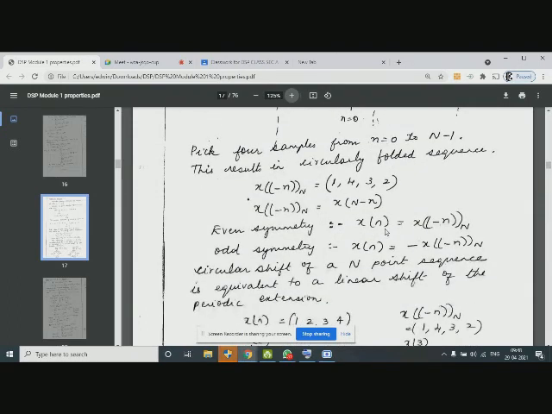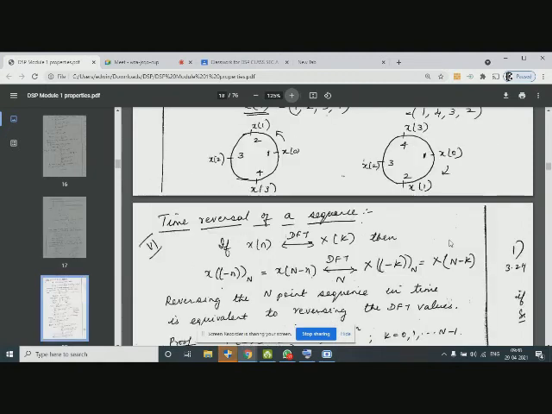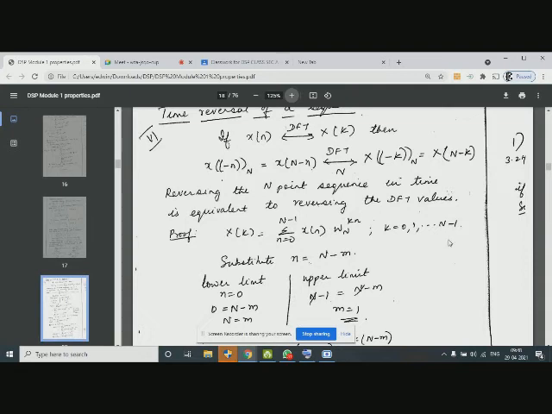Since it's a periodic extension, I can write x of minus n is equal to x of capital N minus n. For even symmetry, it is x of n equal to x of minus n. For odd symmetry, x of n is equal to minus x of minus n. Just remember this. We will be using this even in your DFT. We will prove it. So DFT of x of capital N minus n is same as x of minus k, which is also same as x of capital N minus k. So one by one we will look at this, how we will be solving this time reversal of a sequence.